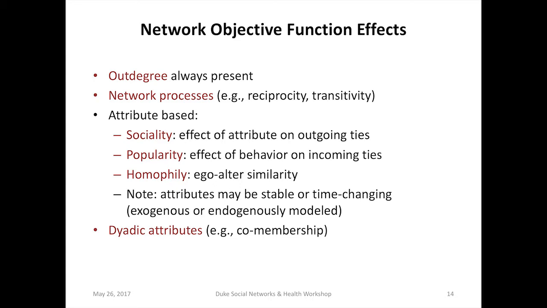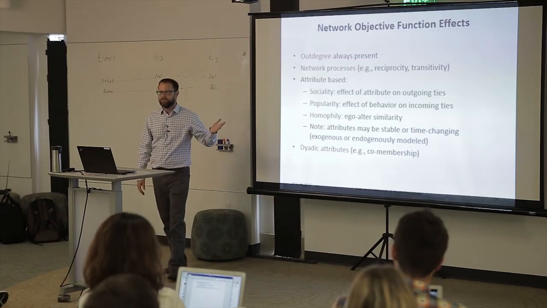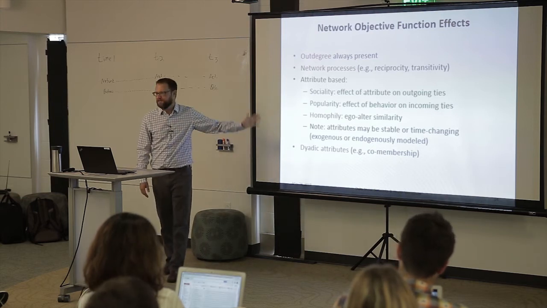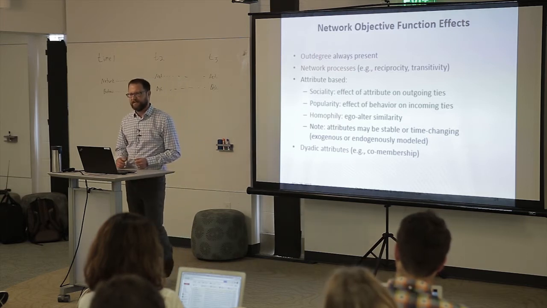Co-membership or some kind of distance function between individuals, things like that. Now a lot of these processes have analogs in an ERGM model. So if it looks like that, it's different terminology, but it's the same kind of ideas of different ways that individuals may be related to one another.